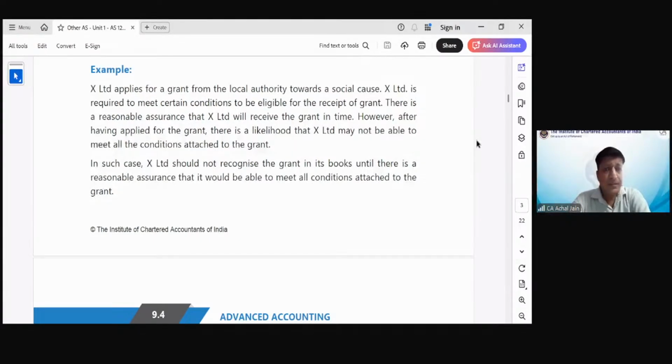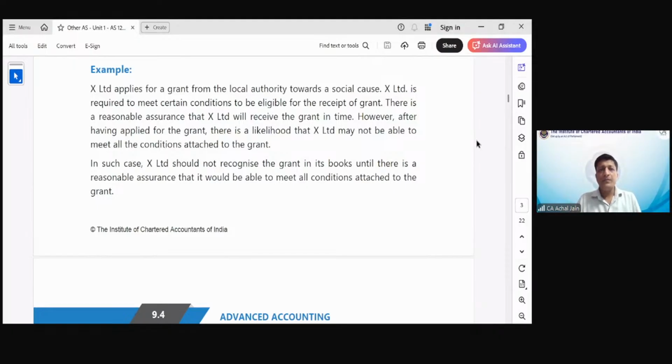In this case, what will the company do? X Limited should not recognize the grant in its books until there is a reasonable assurance it would be able to meet all the conditions. Clear? All right.